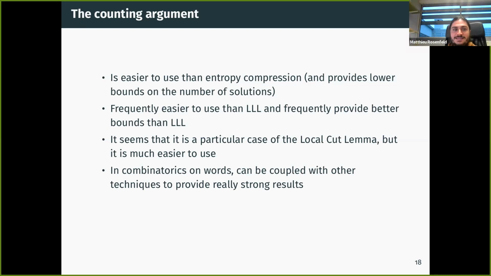Yeah, and as I said, in combinatorics on words, it can be coupled with other techniques to provide much stronger results than what it can do in more general settings.